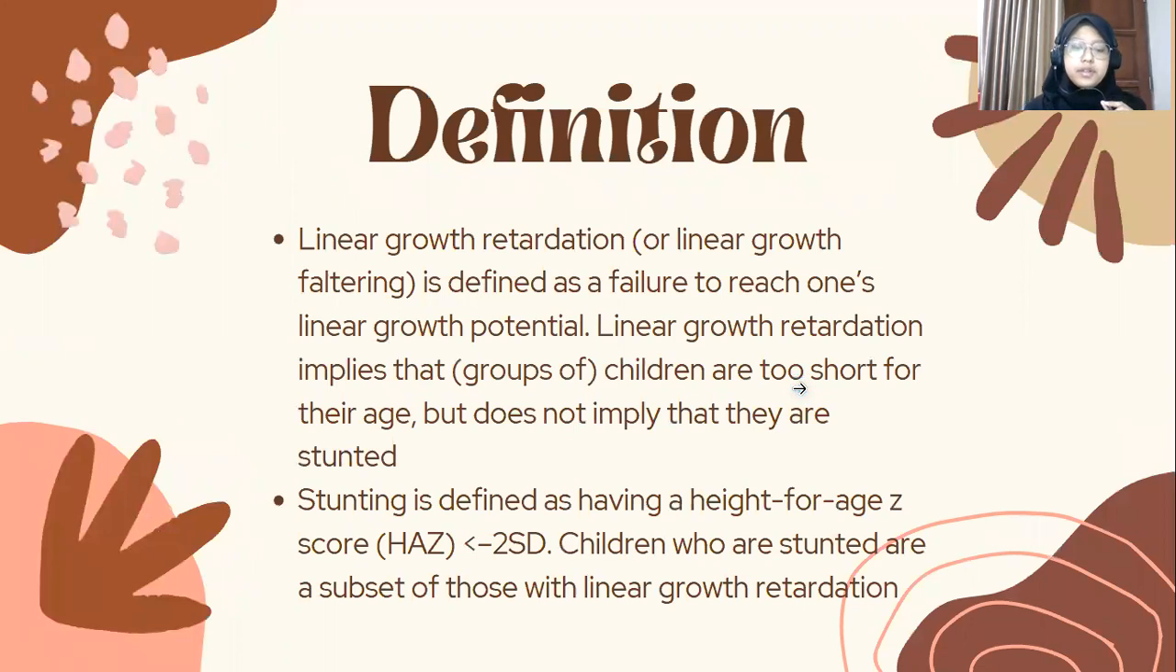Linear growth retardation, or linear growth faltering, is defined as a failure to reach one's linear growth potential. Linear growth retardation implies that groups of children are too short for their age, but does not imply that they are stunted. Stunting is defined as having a height-for-age Z-score, or HAZ, under 2SD. Children who are stunted are a subset of those with linear growth retardation.